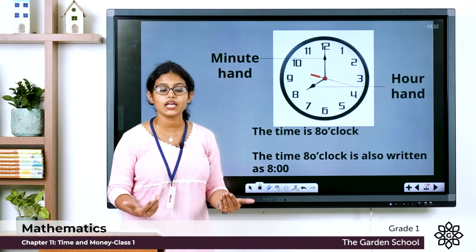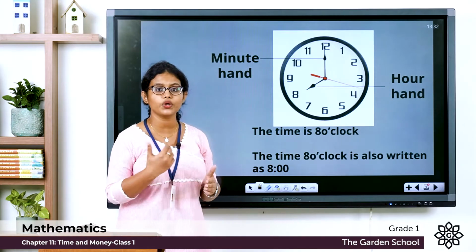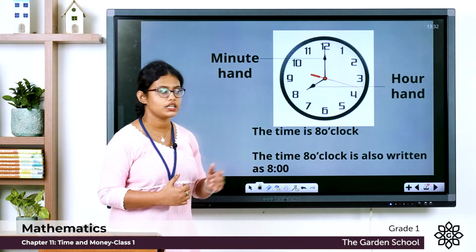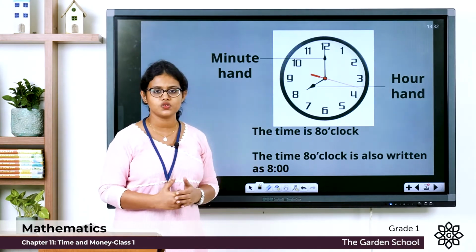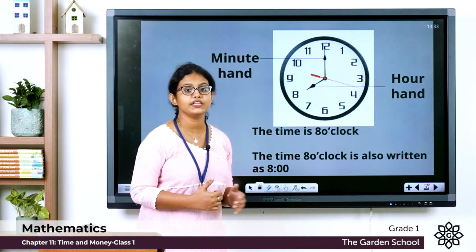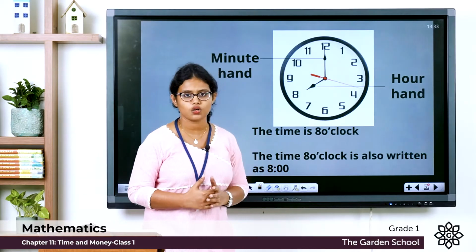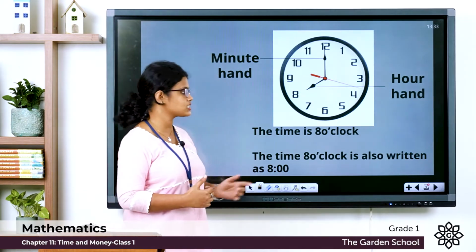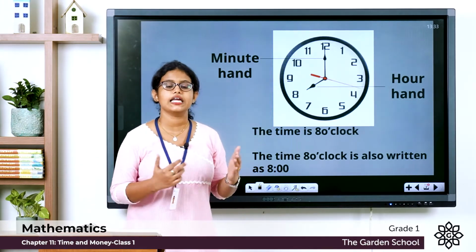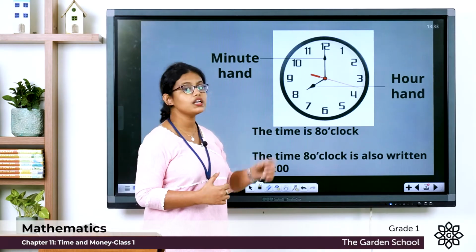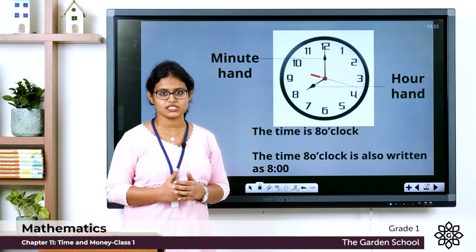Can you say what time it is? You can see the hour hand. Hour hand points to which number? Number 8. And where is the minute hand? Minute hand is exactly at 12. So what time is it? It is 8 o'clock. You can write it as 8 o'clock. It can also be written as 8:00. So the hour hand tells us what hour it is.